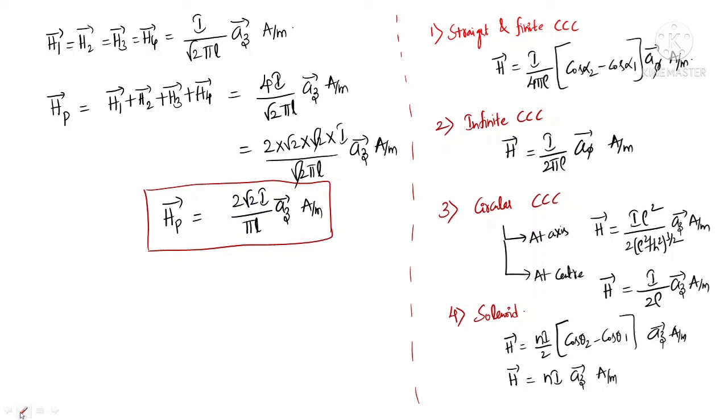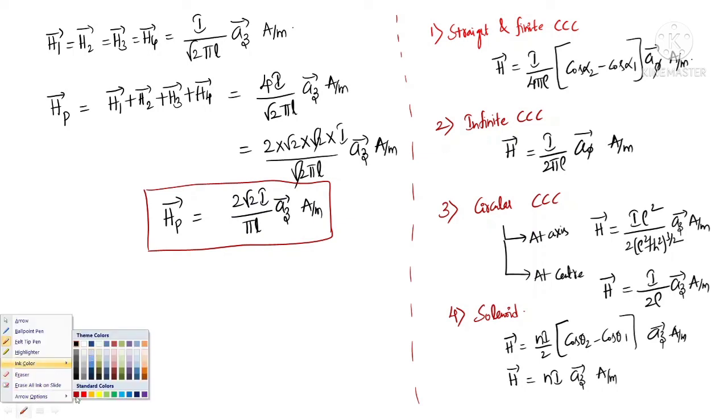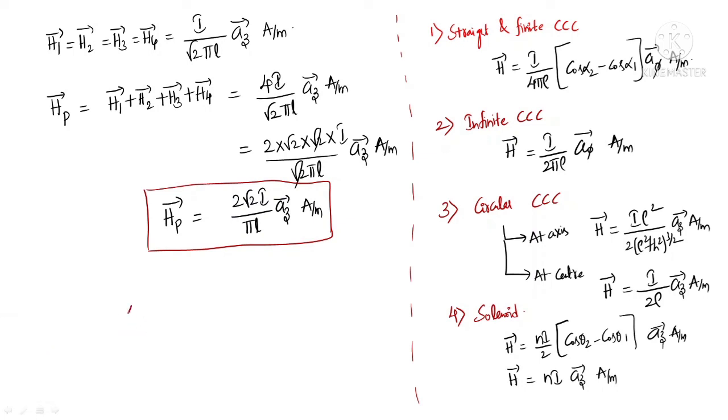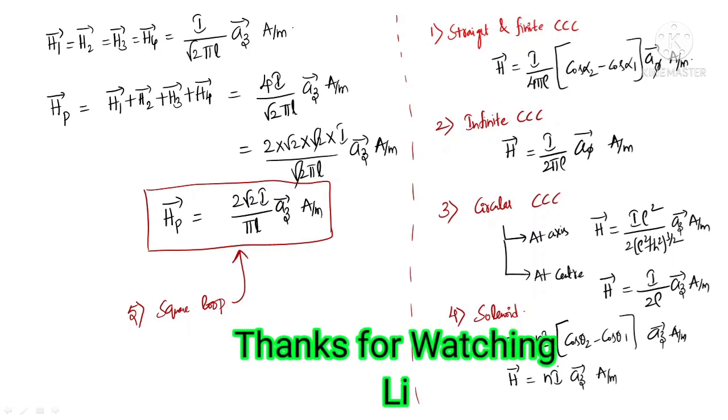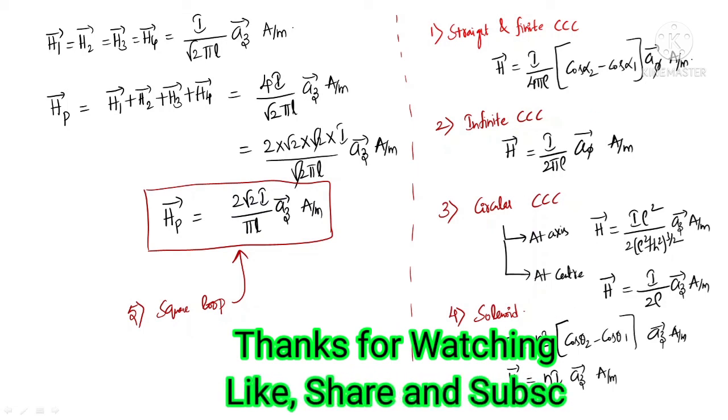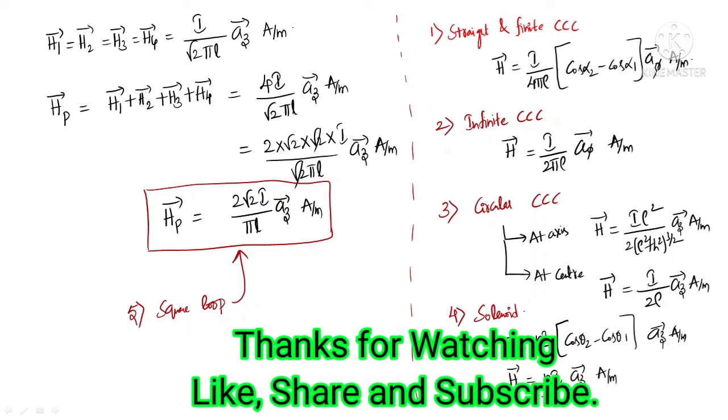And at the last, we have evaluated due to a square current carrying loop, or square current carrying conductor, and we got this as the expression. So these are the magnetic field intensities due to various current carrying conductors we have evaluated, especially by applying Biot-Savart's law.